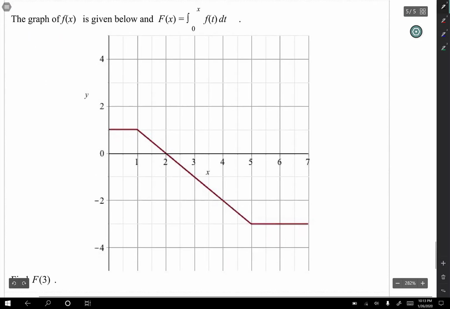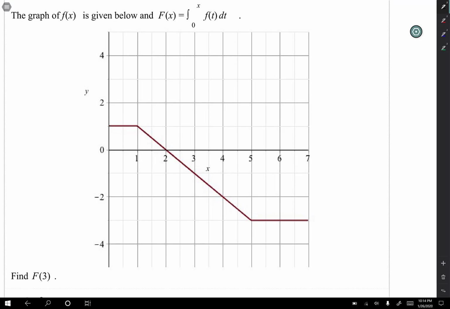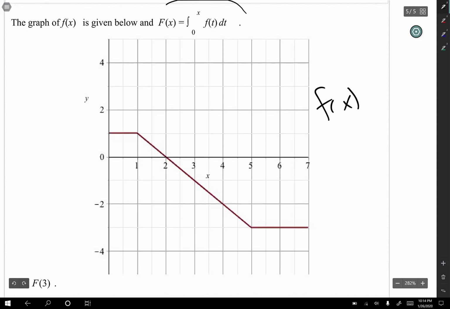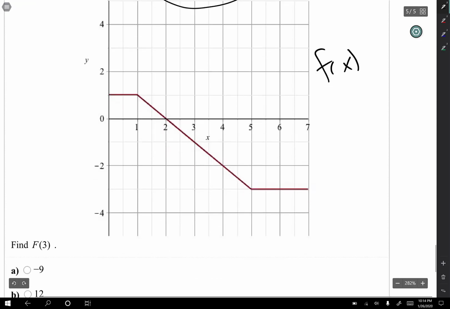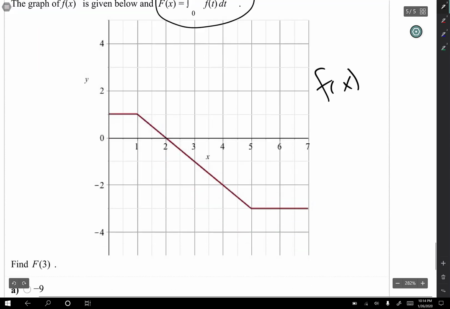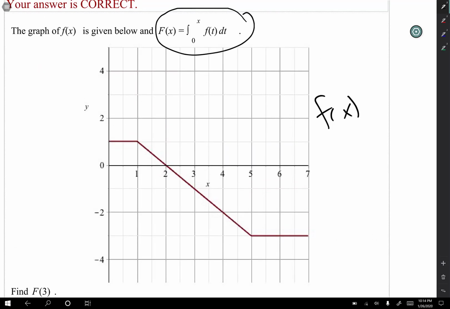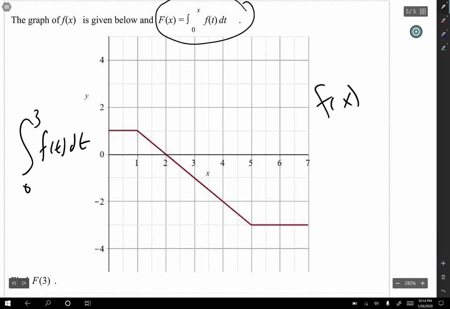All right, this one, they give me f of x. This is the graph of little f of x, and they're calling this equation, this general equation, big F of x. Let's see what they want. They want F of 3. So wherever you see an x, I'm going to plug in a 3. So I want the integral from 0 to 3 of f of t dt. Okay, that's not a problem. I want this area, and I want this area, and I'm going to add those up. So if it's above the x-axis, it's positive. If it's below the x-axis, it's negative.